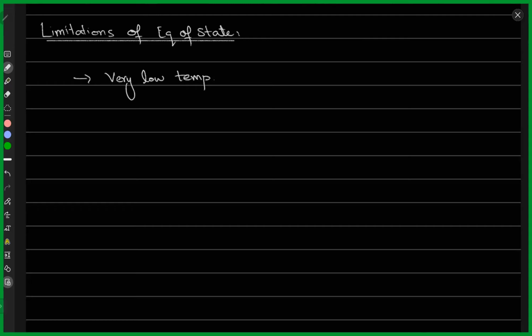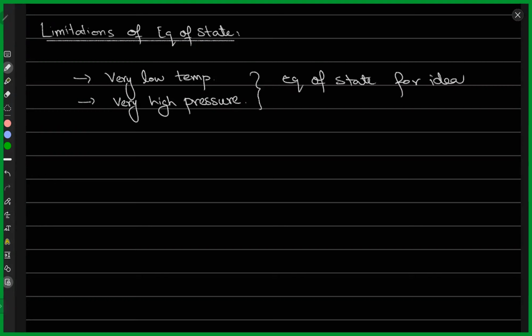So for temperatures which are extremely low compared to, you could say, room temperature, and the pressure is very high, so very high pressure. In either of these two cases, the equation of state for an ideal gas fails.